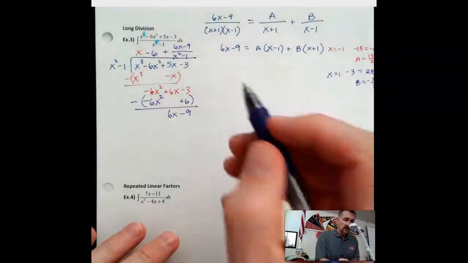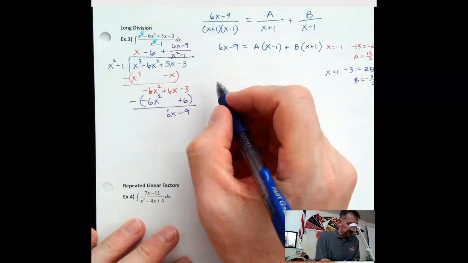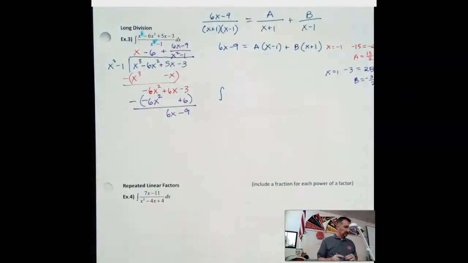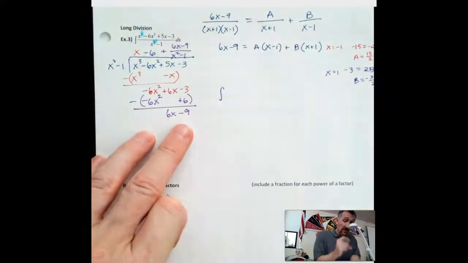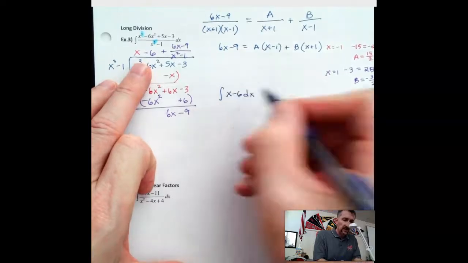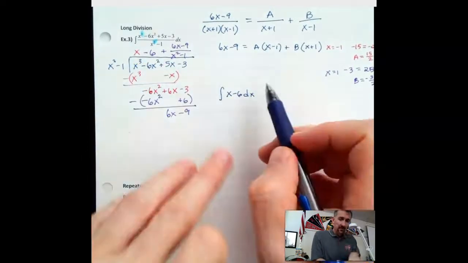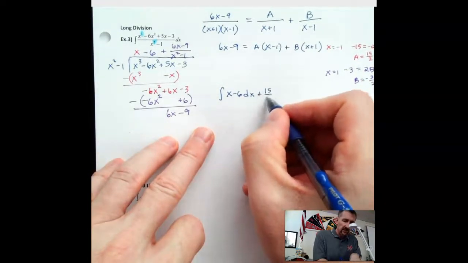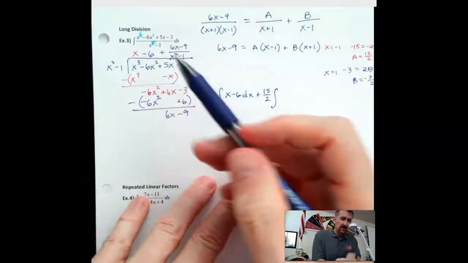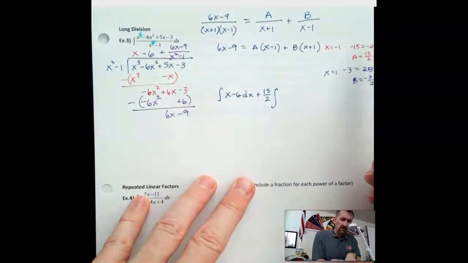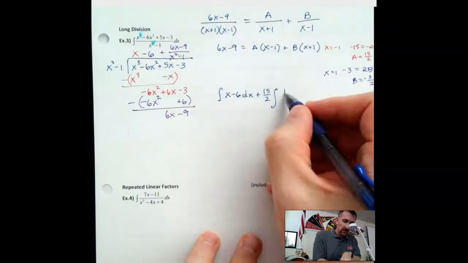let's see what happens. So we have the integral. I'm going to spread the whole thing out. So we have x minus 6 dx. Then a was 15 over 2, so we're going to have plus 15 over 2. I'm just going to factor that out. So that's going to be 1 over x plus 1.